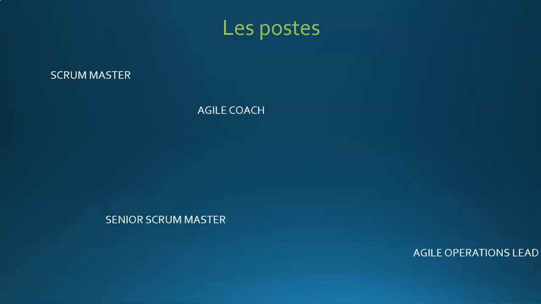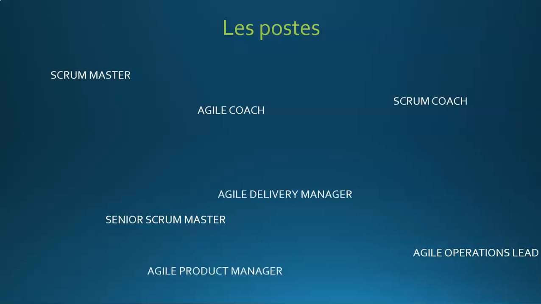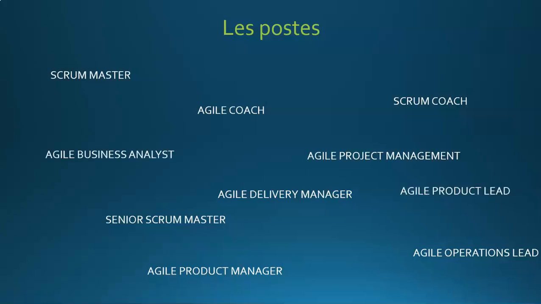Then the positions. There are different roles: Scrum Master, Agile Coach, Senior Scrum Master, Agile Operations Lead, Scrum Coach, Agile Delivery Manager, Agile Project Manager, Agile Project Management, Agile Business Analyst, Agile Project Lead. I have put some of them here, the most common ones, those you will find most often.